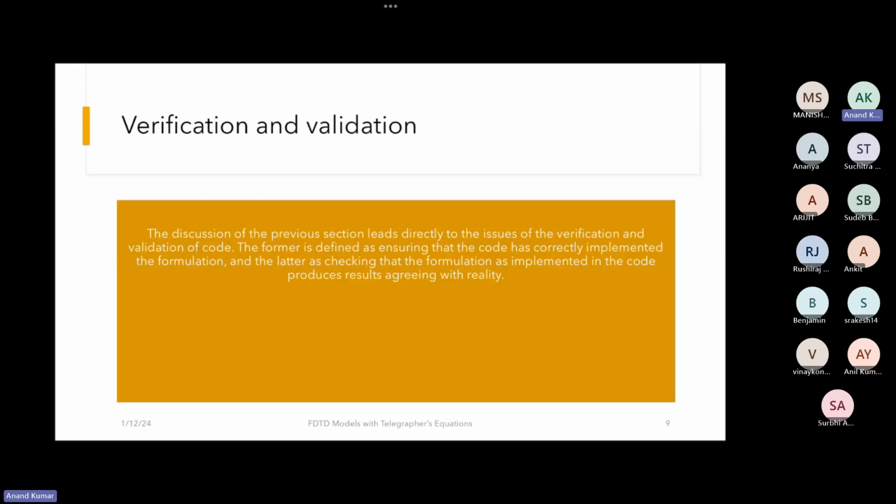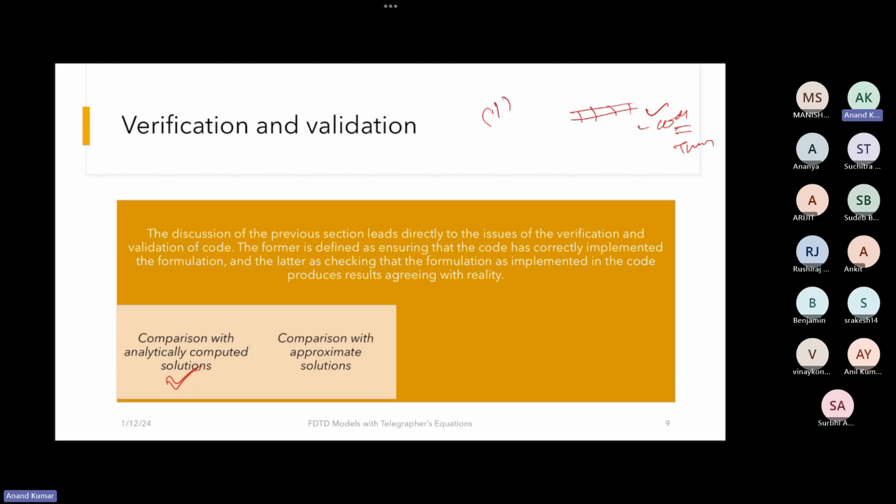Now for verification and validation. If you have written a code to solve an antenna, for example, or if you're trying to simulate the propagation of a wave in a transmission line, how do you know that this is correct? There can be multiple ways to verify your code matches with the theory. Comparison with an analytically computed solution is the best you can do. You solve the problem using your code, and then you solve it analytically, and then verify how much error you have encountered.